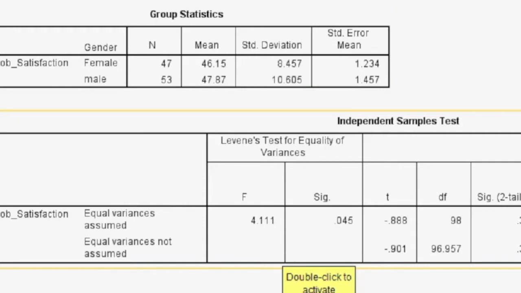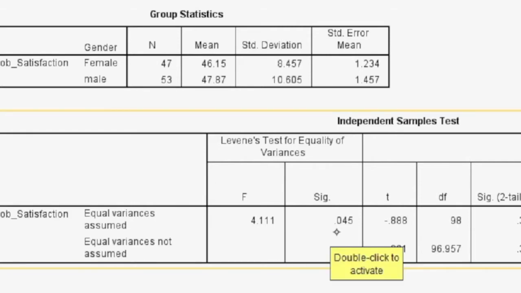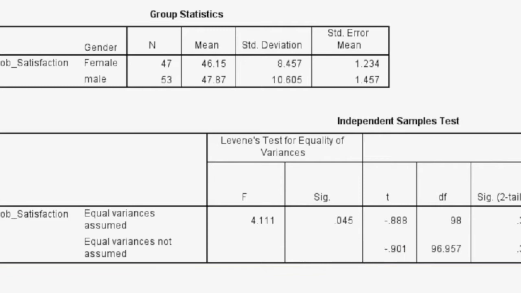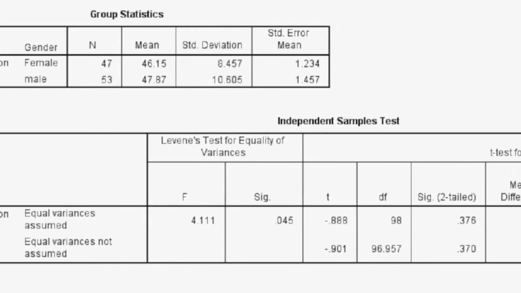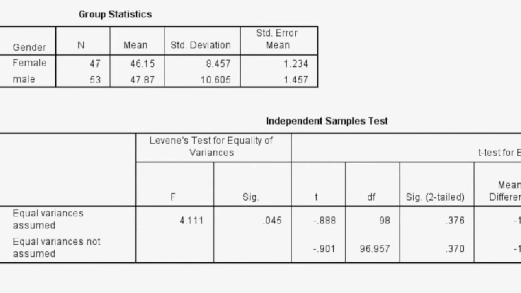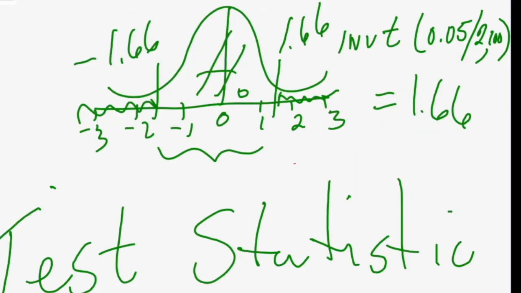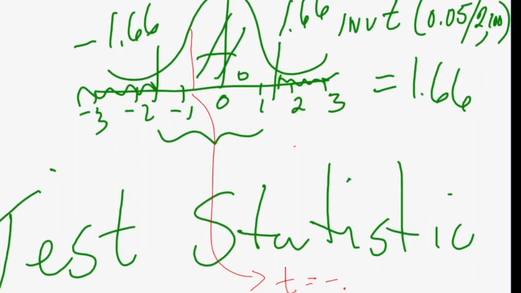So it shows us here by Levene's that we do not have equal variances, because that test says that the null hypothesis, if we have equal variance, then it would be greater than 0.05. So we're using the bottom row. And our t-value is negative 0.901, and our p-value is 0.370. So let's go back and put on negative 0.901, minus 0.9. Well, it's in here. So the test statistic came out to be minus 0.9.